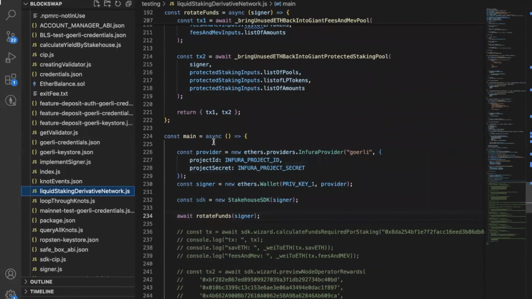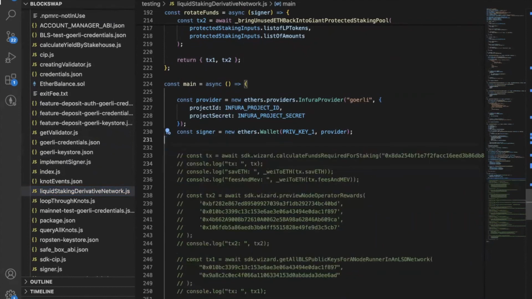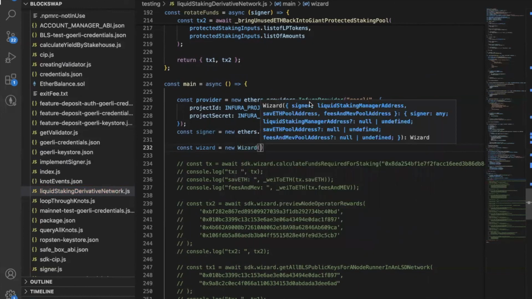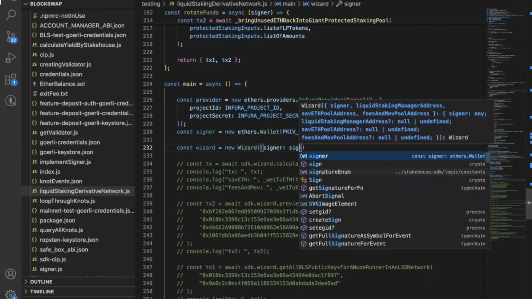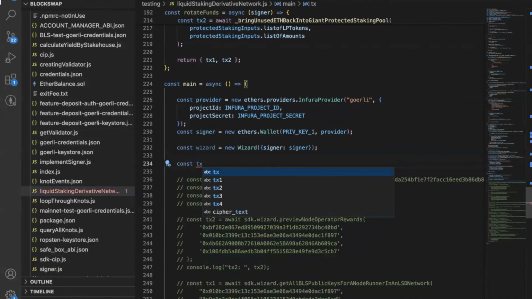I have a main function where I've initialized the provider and signer instance. And let's say, I'll just move this away. I have Wizard. Okay, so it tells me that I need all these instances, but you can see that majorly the signer is needed and others can be null. So what I'll do is I'll just say that signer is signer, and that's it. And this means that my wizard was initialized. Now what we can do is deploy a new LSTN.